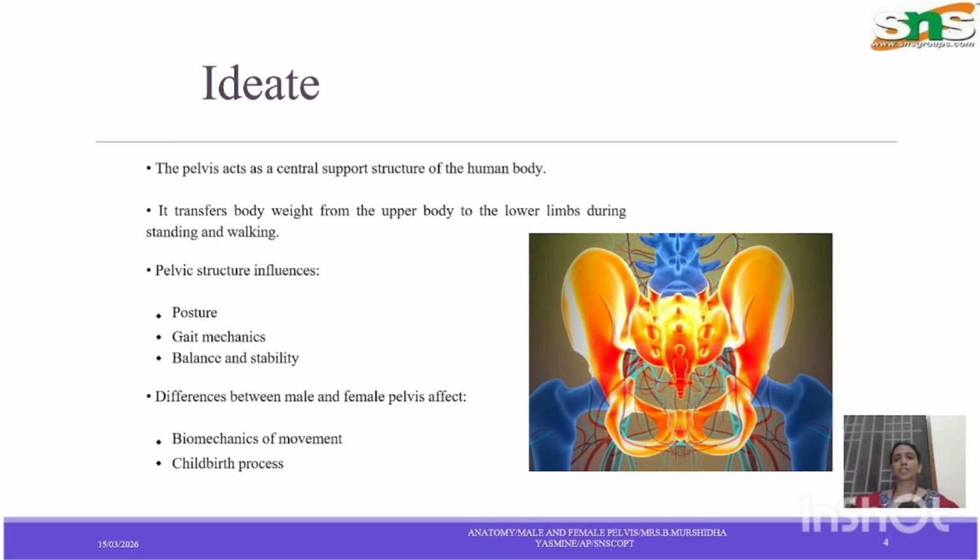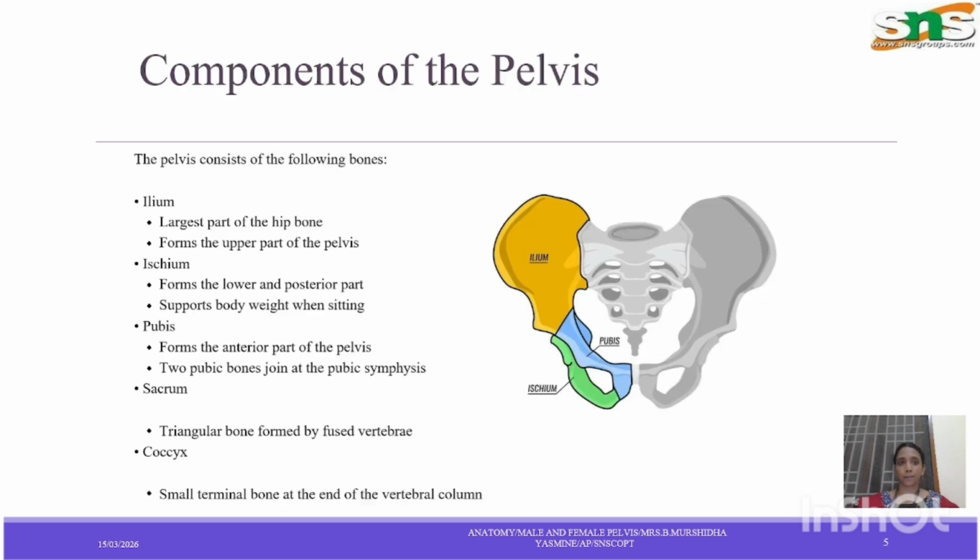The next stage in design thinking is to ideate. The pelvis acts as a central support structure of the human body. It transfers body weight from the upper body to the lower body during standing and walking. Pelvic structures influence posture, gait mechanics, balance and stability. These three are very important in body mechanics, and these three are much influenced by the pelvic structure. The difference between the male and female pelvis affects the biomechanics of movement and the childbirth process.